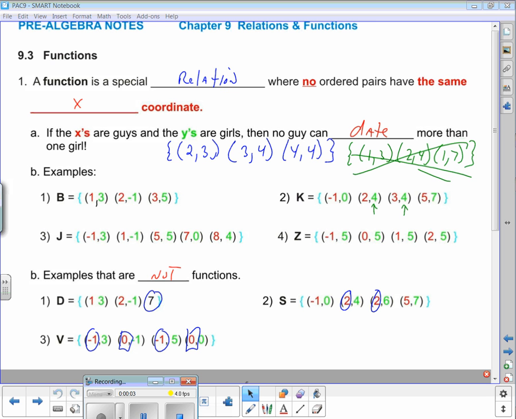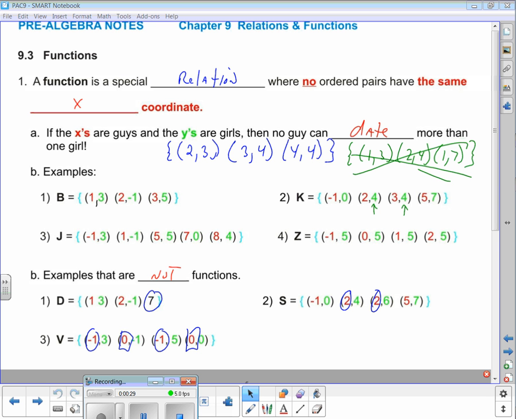All right, we started this lesson yesterday, and so we need to continue talking about functions. What is a function? It's a special kind of relation. So first off, you've got to have pairs. It's a relation. However, it's a relation where no ordered pair has the same x element, the first coordinate.